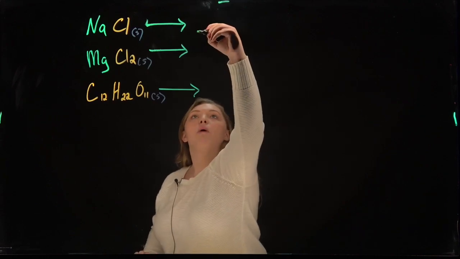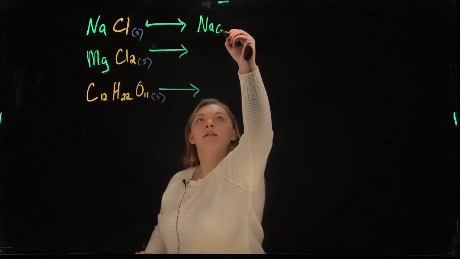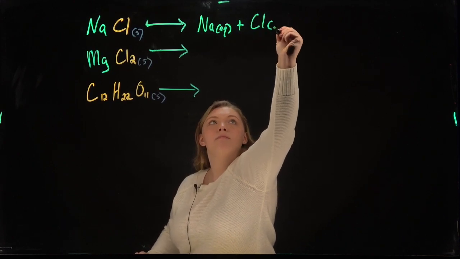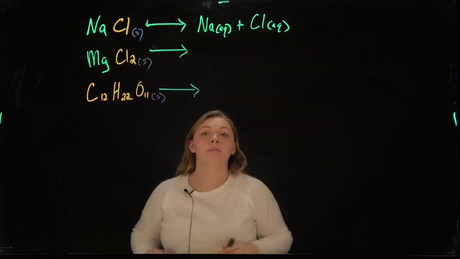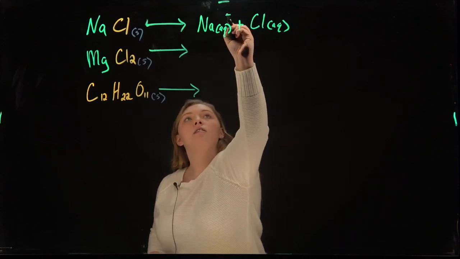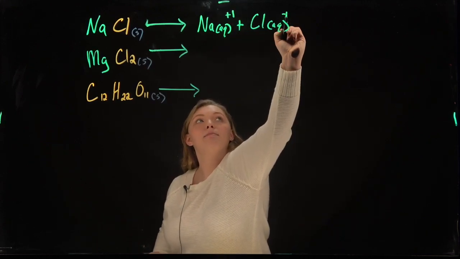So we will have one Na and one Cl. When these dissociate, each one holds their charge. So this is +1 and this is -1.